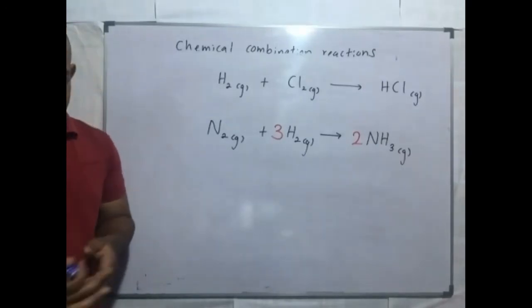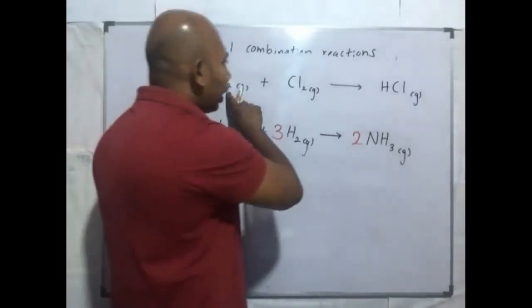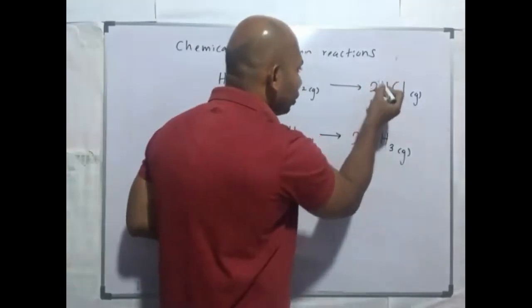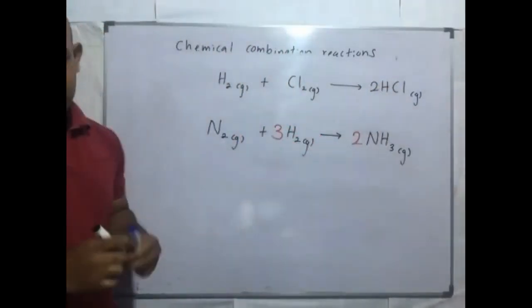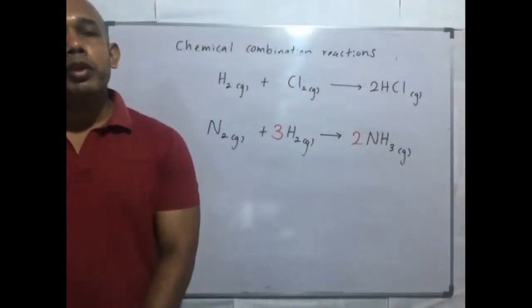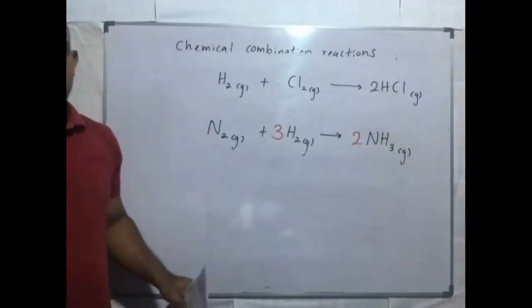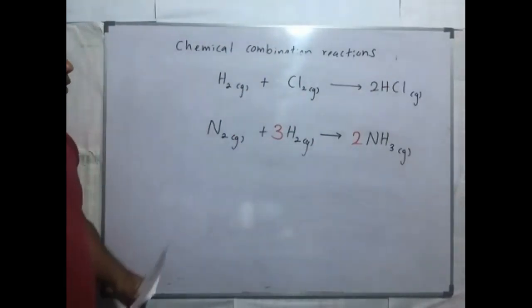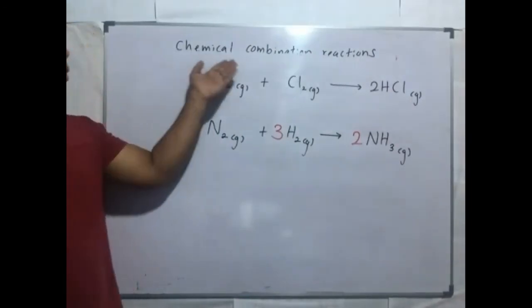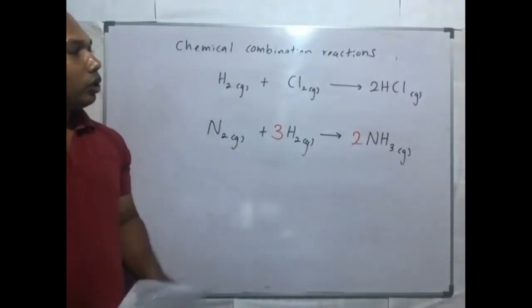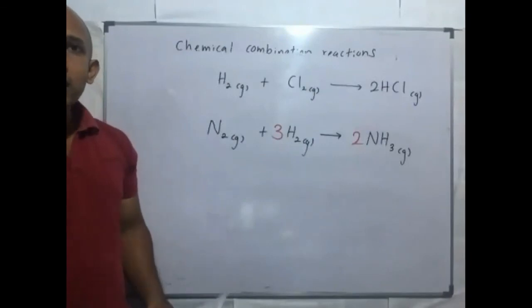Did you balance it? 2 hydrogen, 2 chlorine, 2 hydrogen, 2 chlorine, balanced. So they are the examples for what we call a chemical combination reaction, or chemical synthesis reaction.